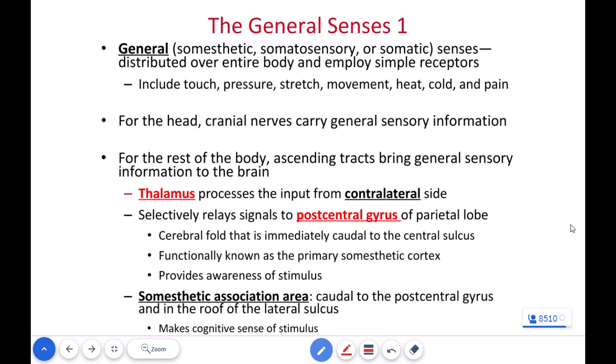Those cranial nerves that you memorized in lab are going to innervate heat, temperature, pressure, sound. All of the general senses for our head are carried to our central nervous system via the cranial nerves. When we look at the rest of our body, those general sensations are going to be carried to the central nervous system via the spinal nerves that we talked about. And of those spinal nerves, there are many spinal nerves.